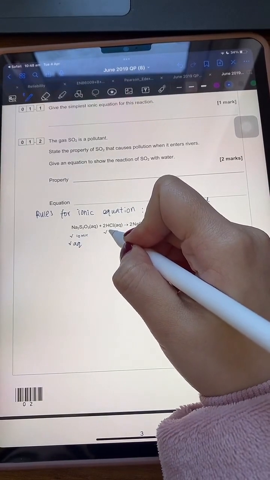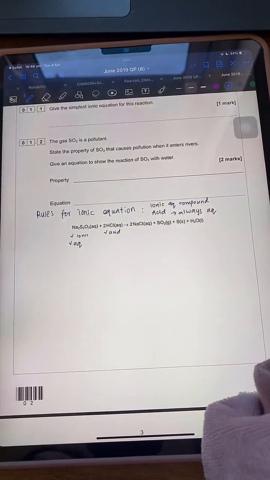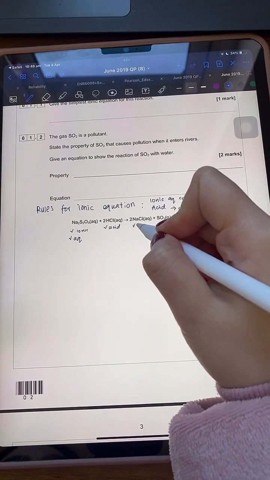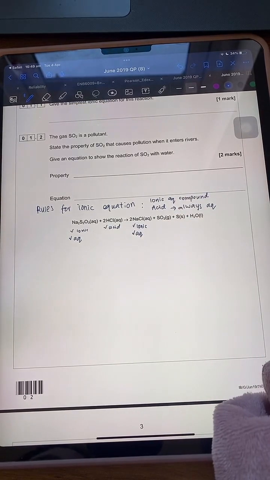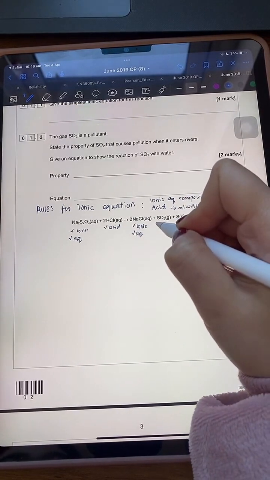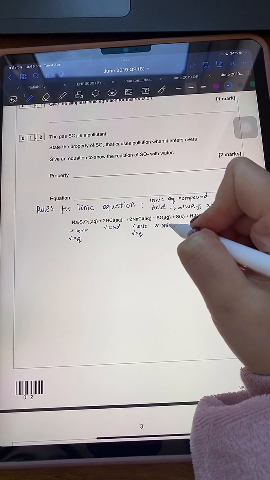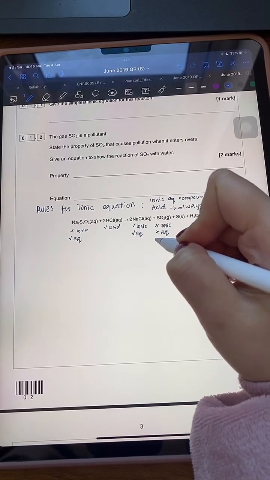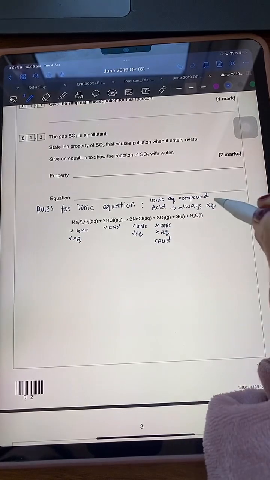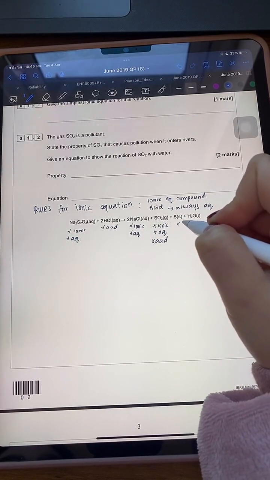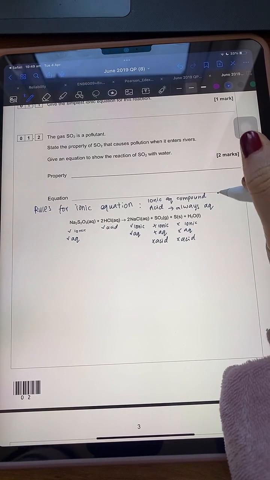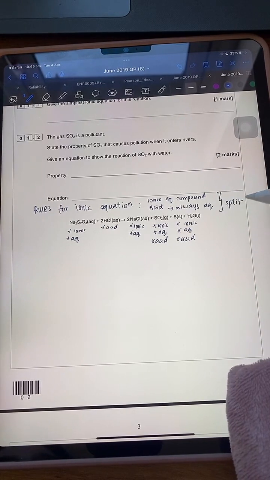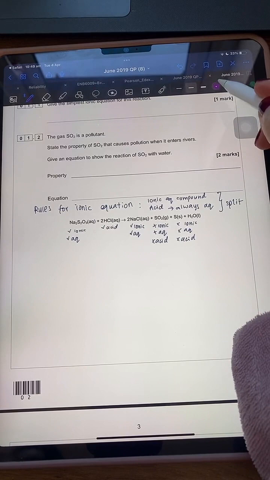For HCl, yes, it's an acid, so it will split up. Sodium chloride is once again ionic and aqueous, so it will split up. This one's a gas, so it's not ionic. It is not aqueous. It is not an acid. Same with the rest here. Not ionic, not aqueous, not acid. Only these two can split. So let's split them up.